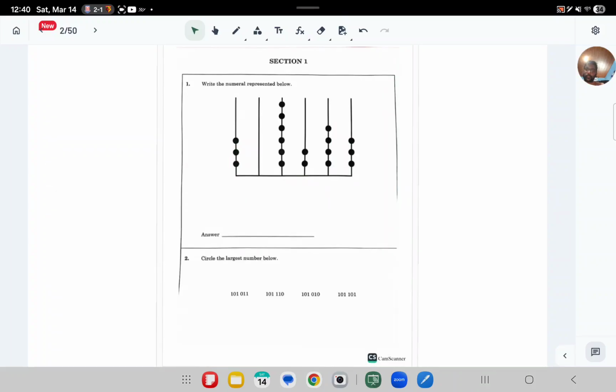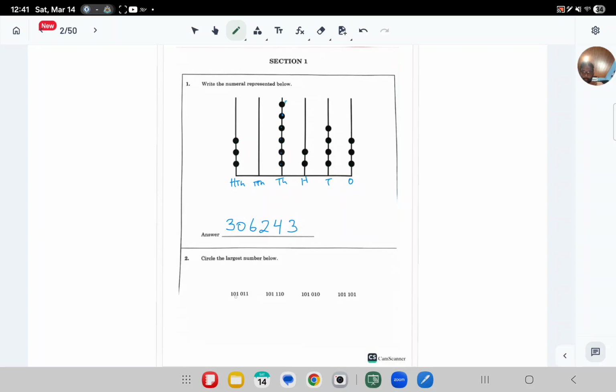So jumping right into it, number one, they said write the numeral represented below. So with the abacus here, we know that these represent ones, tens, hundreds, thousands, tens of thousands, hundreds of thousands. So we start here, we have 3, 0, 6, 2, 4, 3. So we have 306,243.